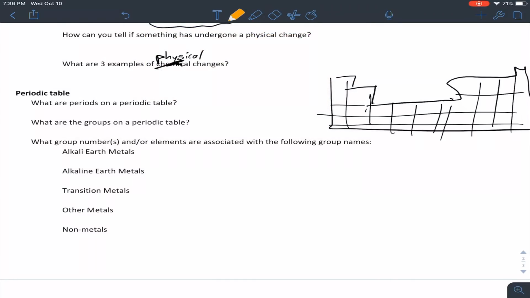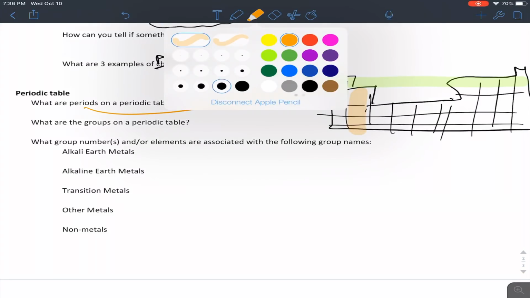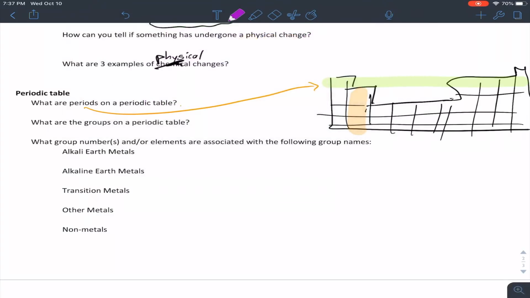Oops, so let's go back. Let's do it this way. The rows are the periods. So they're the rows, and that means that our groups are going to be our columns. Our columns on the periodic table are called groups, so when we're looking for groups, we're looking vertically, and when we're looking for periods, we're looking horizontally, going left to right for periods, going up and down for groups.